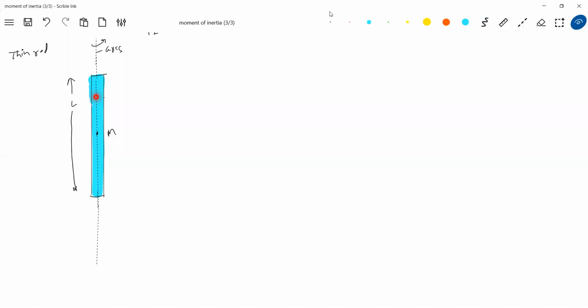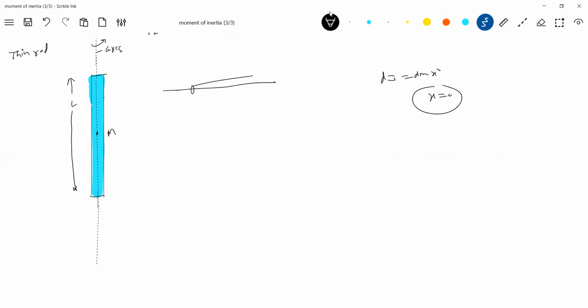Then what is the basic definition of moment of inertia? dI is equal to dm into x square. So what is x here? It will be 0, so the moment of inertia will be 0. Practically it will be negligible, because however thin the refill may be, you may say there's some mass present here.